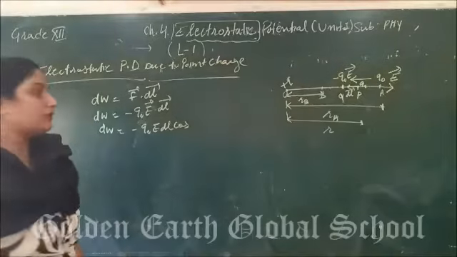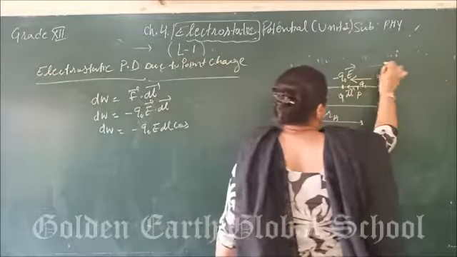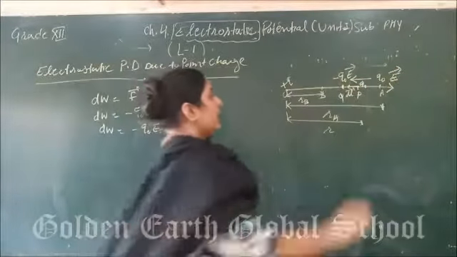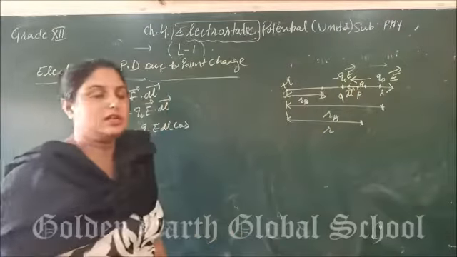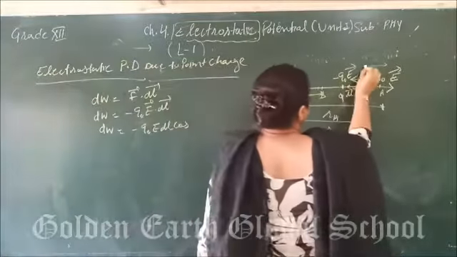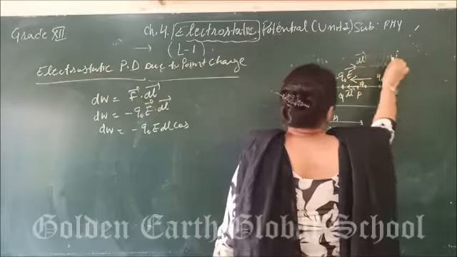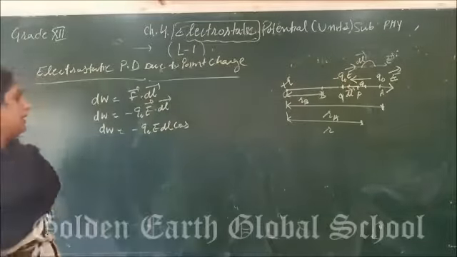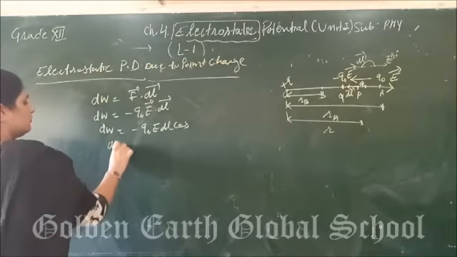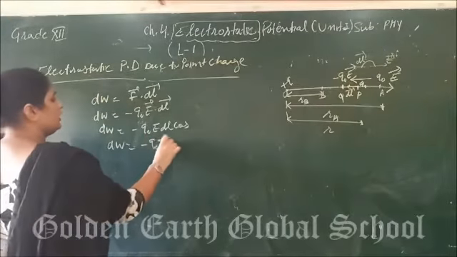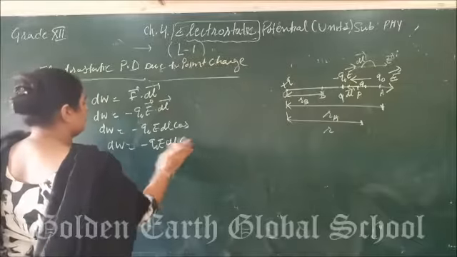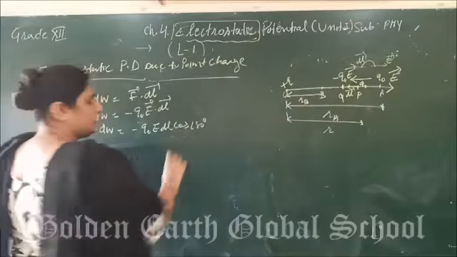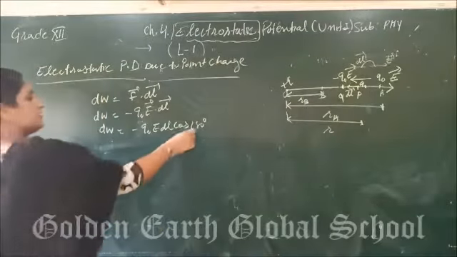What is the angle between E and dl? E is acting towards the right hand side direction and dl is acting towards the left hand side direction. So this is the direction of the dl and this is the direction of the E. The angle between them will be 180 degree. So dW will be equal to minus Q0 E dl cos of 180 degree. Cos 180 is minus 1.